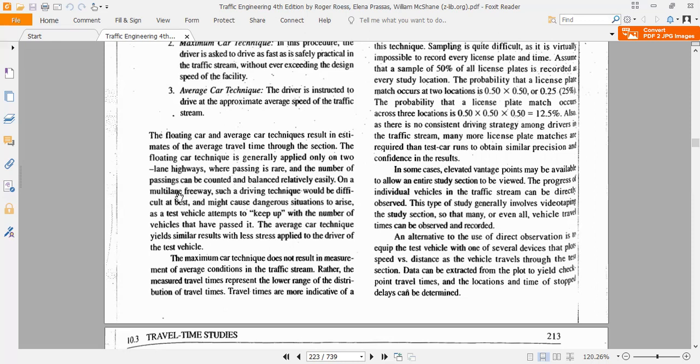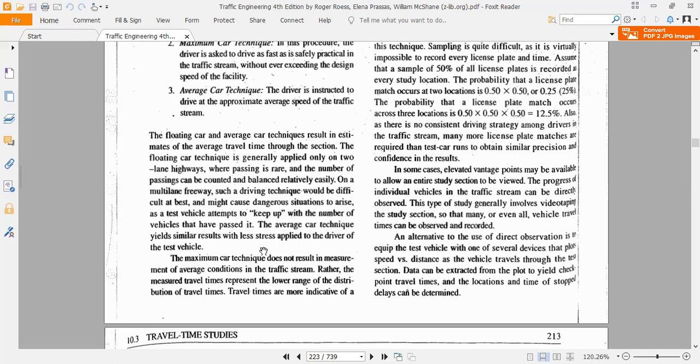If you have a multi-lane freeway, then you cannot use the floating car technique, and a dangerous situation can arise because he would either be driving the car or counting the number of vehicles that are overtaking him on a number of lanes. In that case, it will be difficult for him to keep up with the number of vehicles that have passed. So in that case, you use the average car technique. Floating car technique for 1 or 2 lanes and average car technique for multi-lane freeways. As a result, there is less stress applied to the driver.